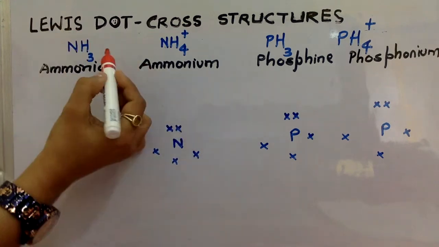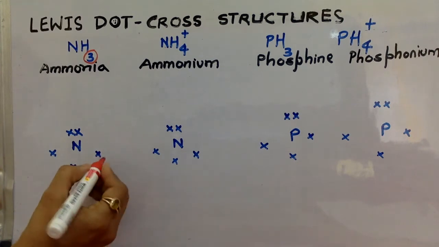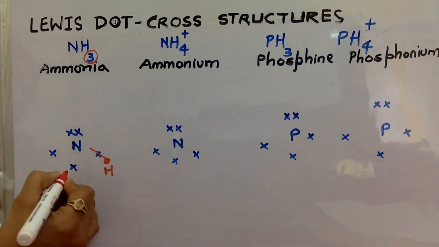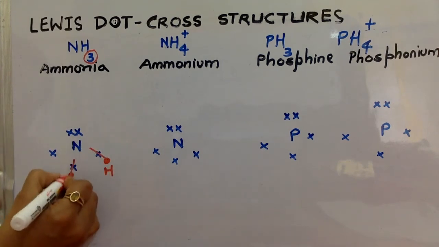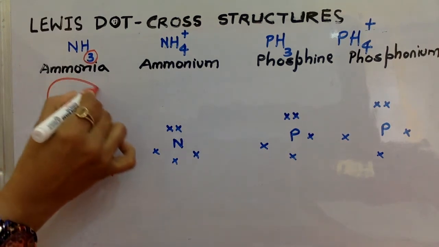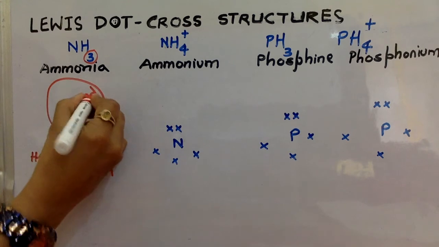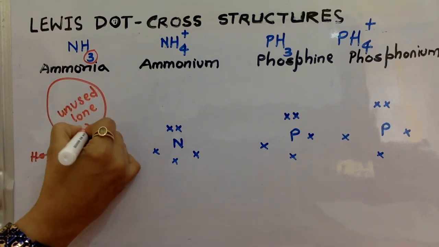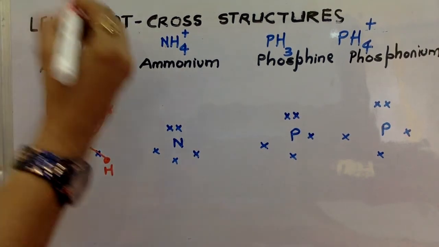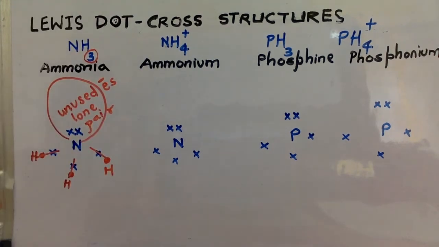Now 3 hydrogen. So obviously, 1 bond here with H, another bond here with another H, and a bond here with another H, and this is the unused electron pair. It's bubbling with energy. This is the unused electron pair that is called the lone pair. So these are the unused electrons which are nothing but the lone pair.